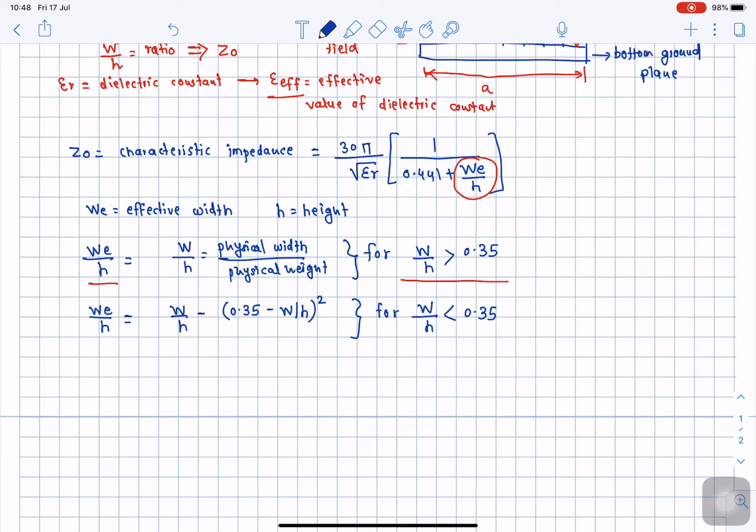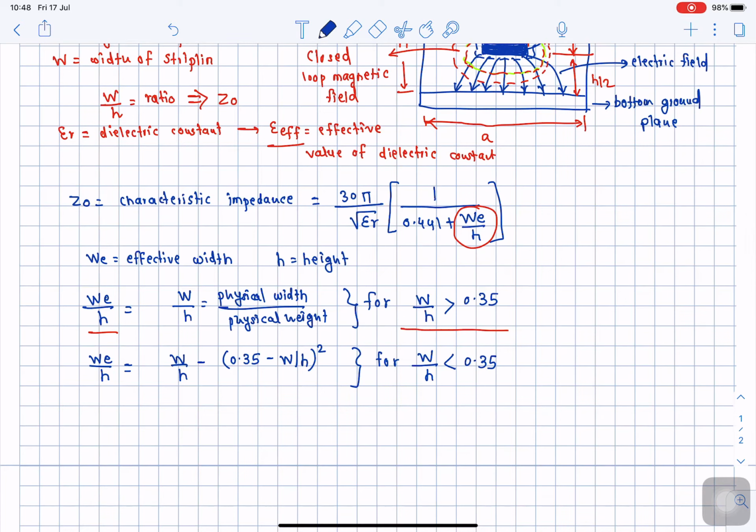First of all, you need to check the width to height ratio. If the width to height ratio is greater than 0.35, you use the first formula directly, as it is, width to height. On the other hand, if the ratio of width to height is less than 0.35, then we make use of the second modified equation. Then you calculate the effective width to height and place that value in the main equation. We already know the value of epsilon r because we know with what dielectric we have constructed the strip line. Put in these values and find the characteristic impedance. This is how to find the characteristic impedance when we know the physical dimensions of the strip line.